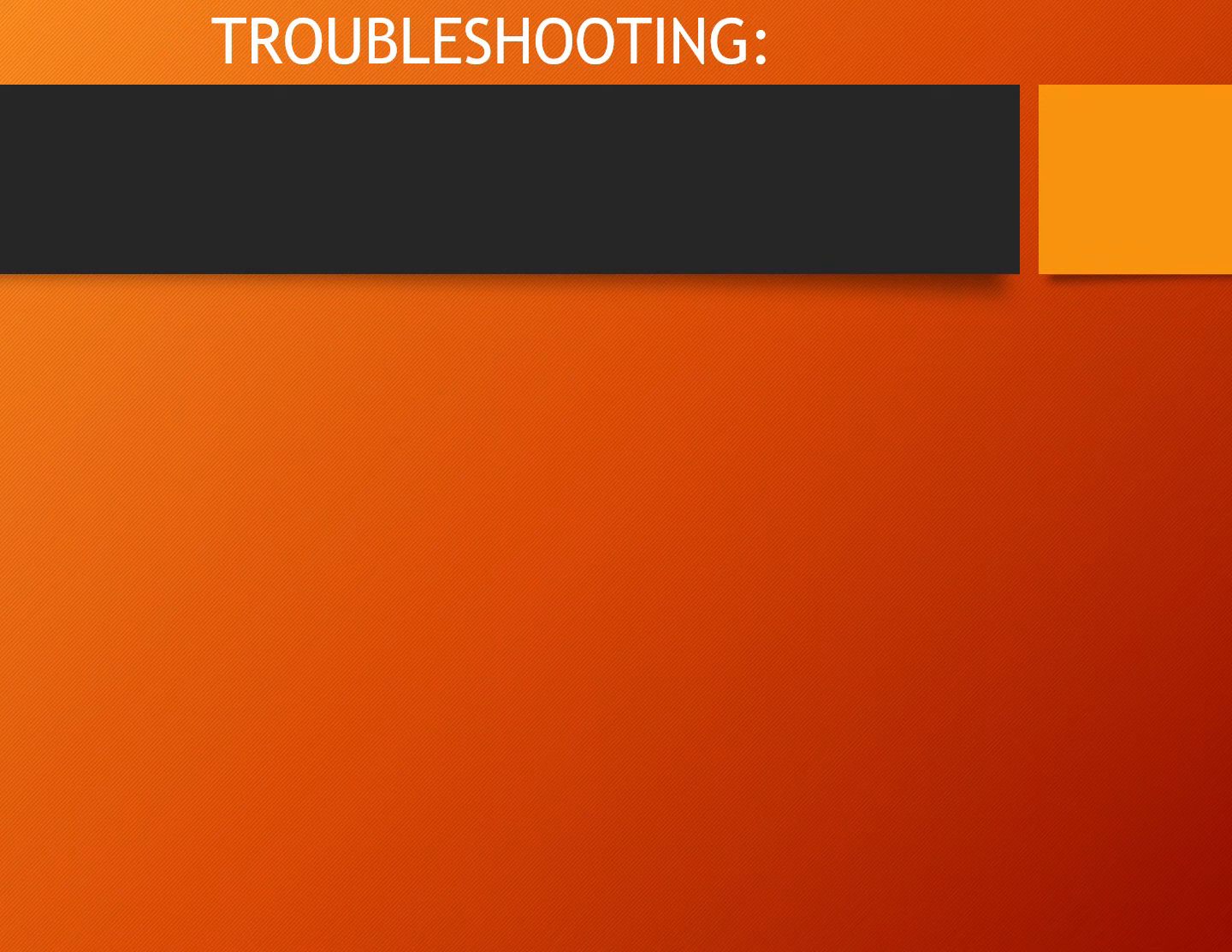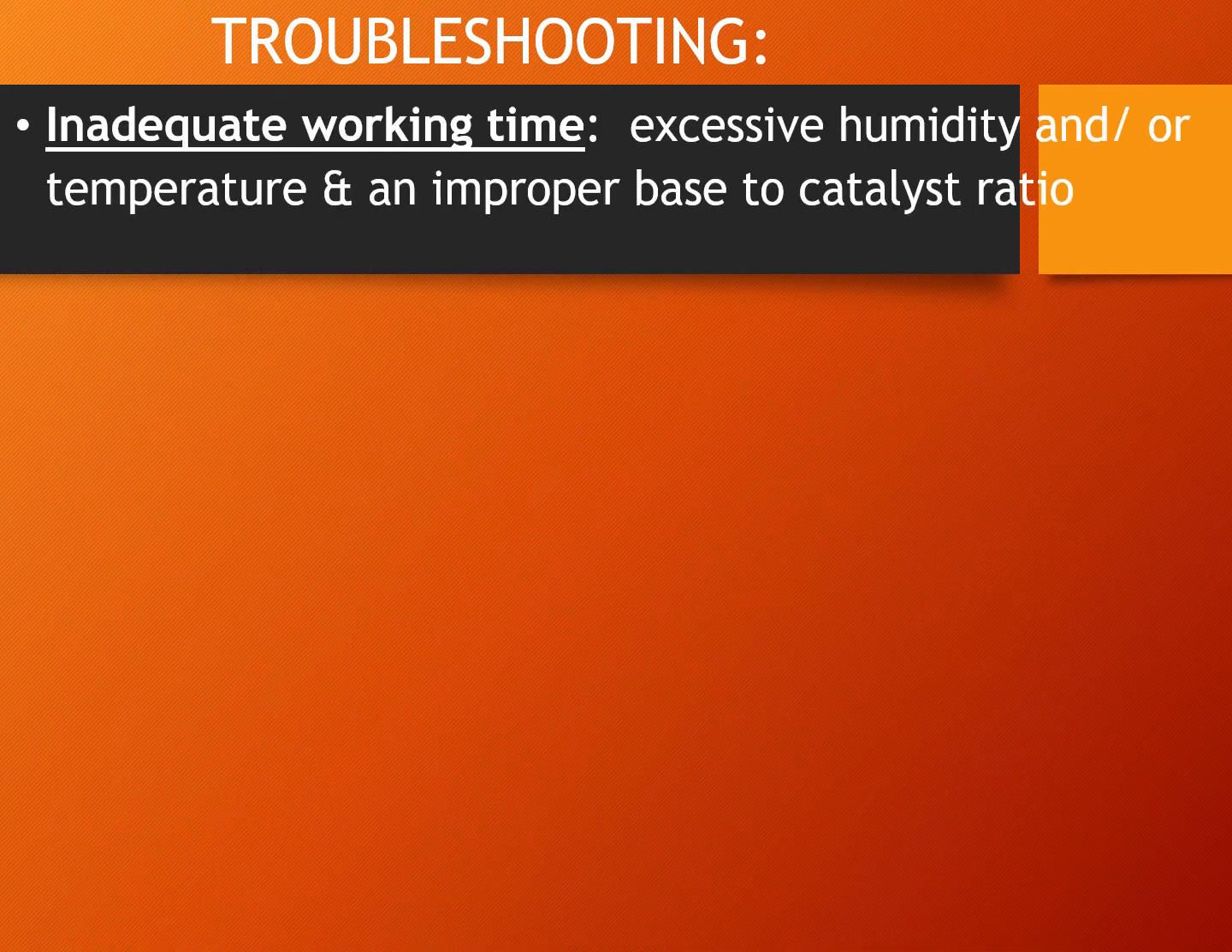Now let's see some of the issues that may be encountered when using polysulfide rubber impression material. So the first one is inadequate working time, which could result from excessive humidity or temperature and an improper base to catalyst ratio.